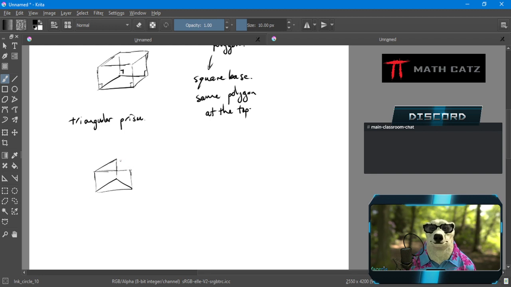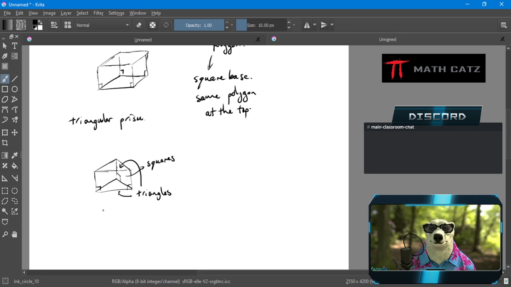And then I have the same triangle shape at the top, and the side faces are also regular, so in this case are squares. Triangle, triangle for the base and the top, and then the sides are always going to be squares. So I have my triangular prism. The word in front of the prism tells me what the shape of the base and the top is, and then the sides are always going to be square because they go perpendicular up, perpendicular, perpendicular, perpendicular.